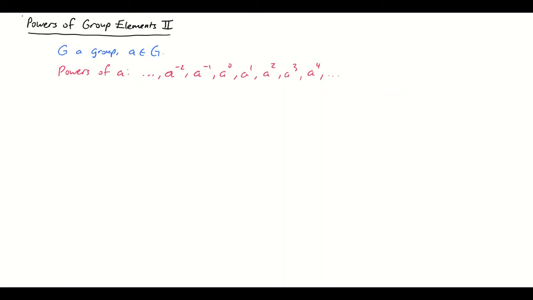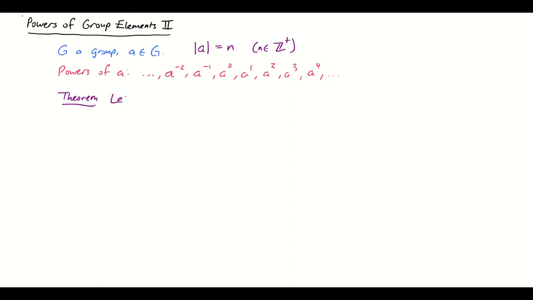In this video, we're going to prove our other theorem about powers of group elements. This time we're going to deal with the case in which A has finite order. So we're going to assume throughout the video that A is an element of G, a group, and the order of A is a finite number, which we will call n. So n is a positive integer. Okay. So we're going to prove the following theorem.